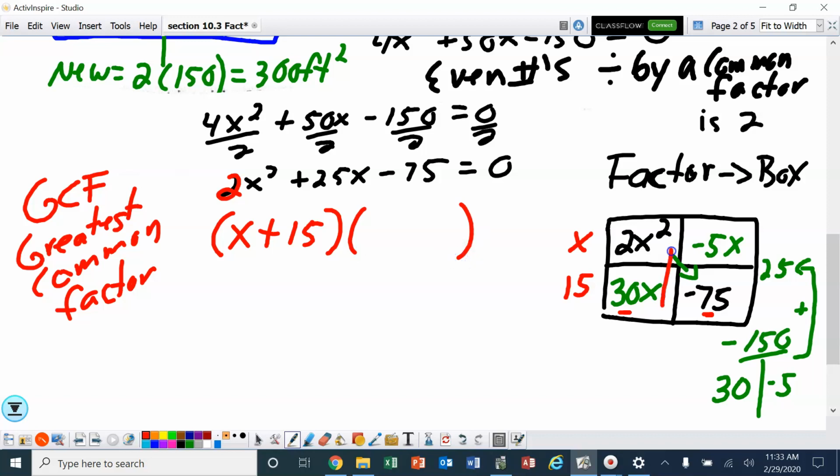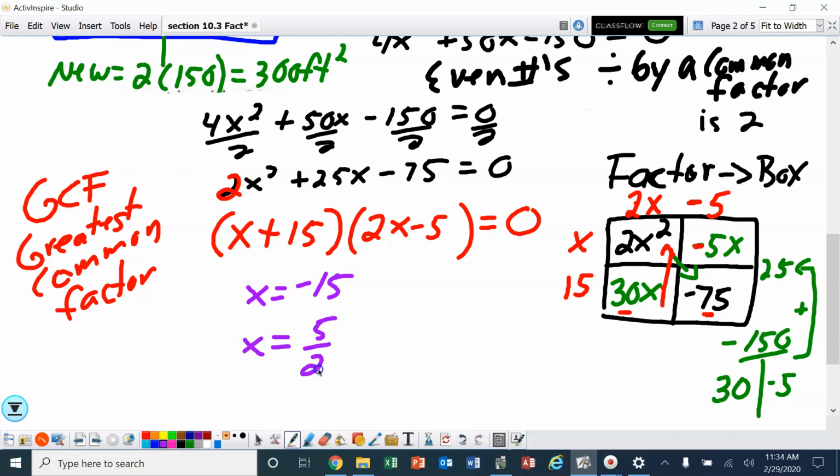Now I'm going to pull out the other. The left two boxes have 2x in common. The right two boxes, keeping the sign closest to the edge, have negative 5 in common. So 2x minus 5 equals 0. So those are my factors. So my solutions are negative 15 and positive 5 over 2, which is the same as 2.5.